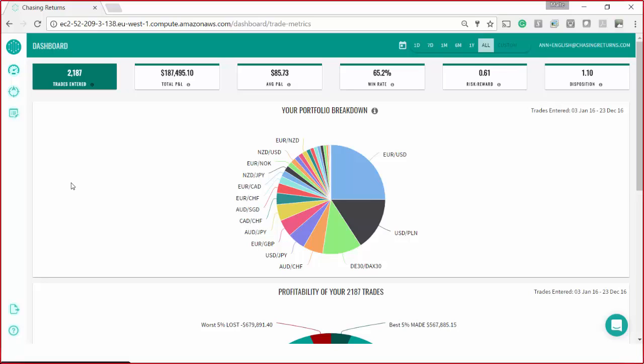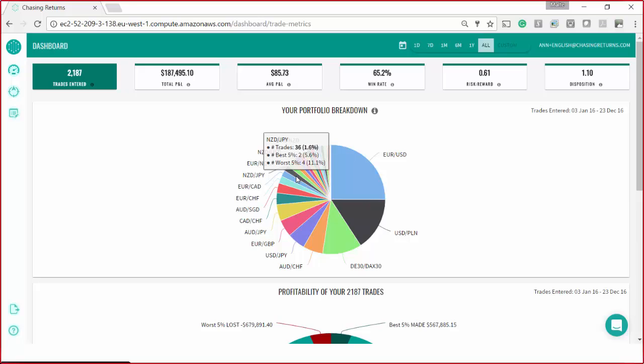And what I'm going to try and do with this demo is show you the combination of what are the traits that are making him trade well and what are the traits that are going to make him trade badly. Okay, so let's really quickly, we're looking at the dashboard, which is the first introduction to Chasing Returns. So the very first thing you see is the fact that he did 2,000 trades, and you can see what products he traded there on the portfolio breakdown, right?